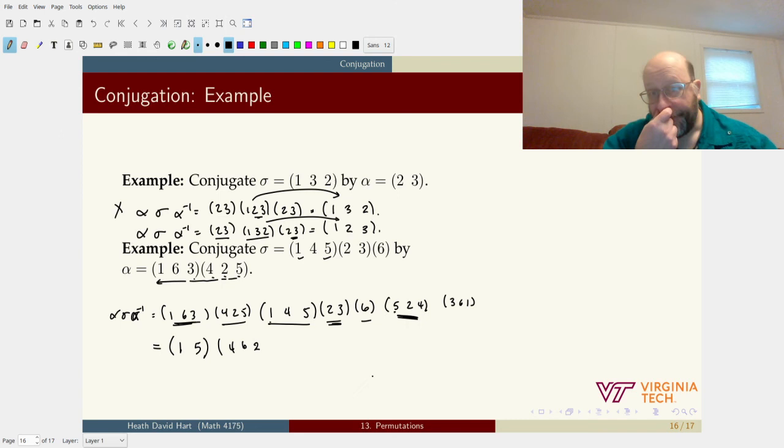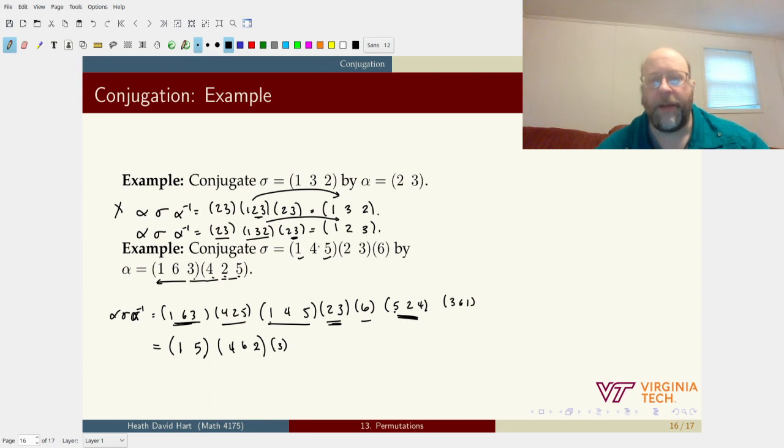Okay. Well, let's try one more. Let's see what happens to 2. Nothing happens to 2. 2 goes to 4. Nothing happens to 4. 4 goes to 5. But then 5 goes back to 4. And so we end up at 4. Well, by elimination, 3 should just go to itself.